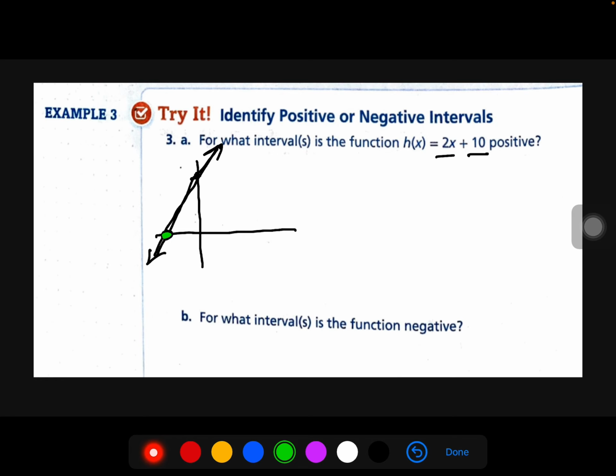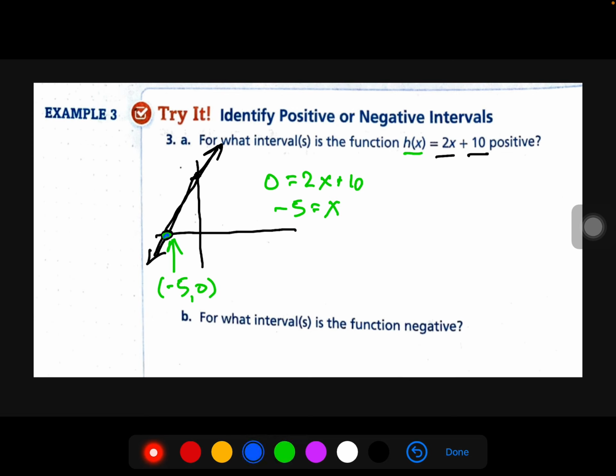And so our x-intercept, we can find that by setting y equal to 0. h of x is just another way to say y. 2x plus 10, subtract 10, we get negative 5 equals x. And so this point here is negative 5 on the x and 0 on the y. That's our x-intercept.